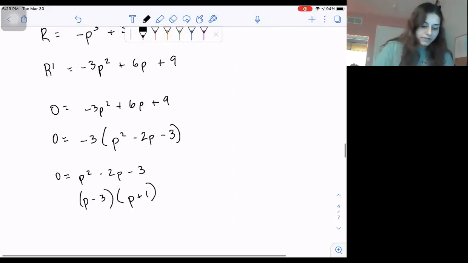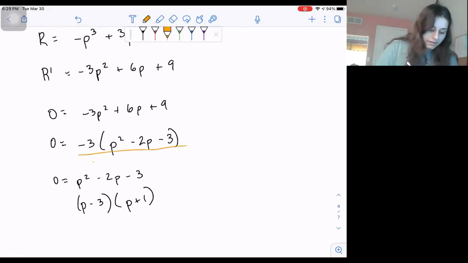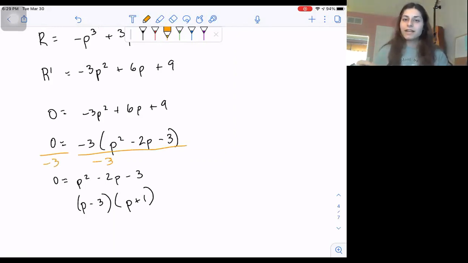We got rid of the negative 3 by dividing both sides by negative 3 to isolate the variable. And 0 divided by negative 3 is still 0. 0 divided by any number is 0. Any number divided by 0 is undefined. So 0 over negative 3 was 0.